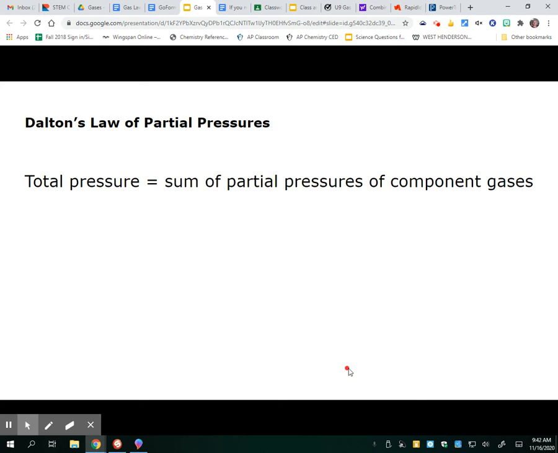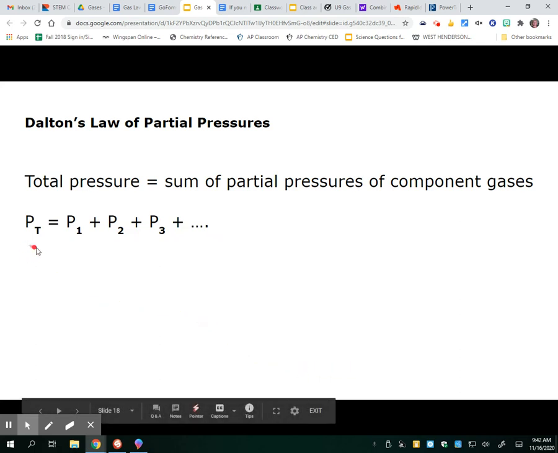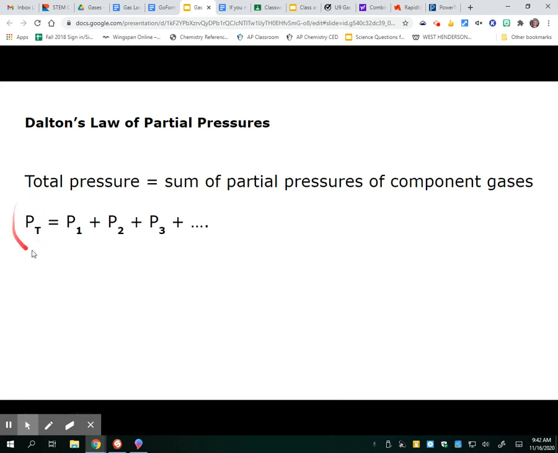Now, the formula for that is given to you on your reference tables, and it says that the total pressure, so that's what PT stands for, total pressure, is equal to the pressure of the first gas plus the pressure of the second gas plus the pressure of the third gas, so on and so forth.